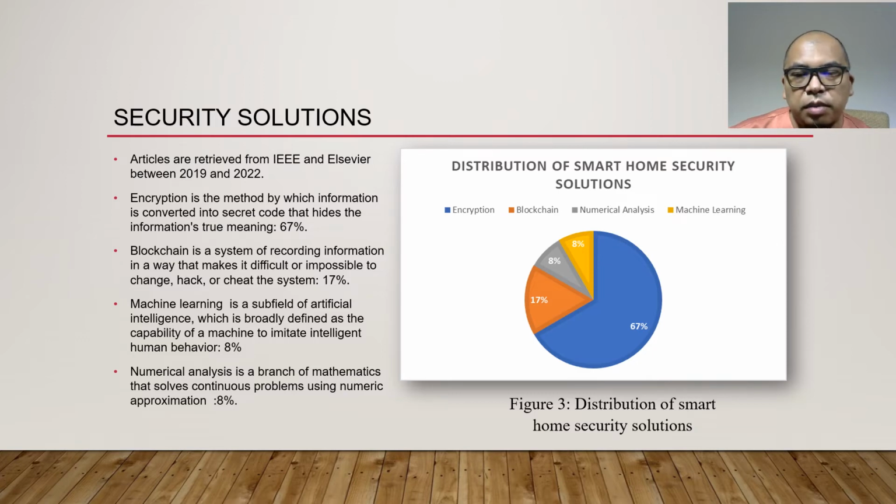So what is a blockchain? Blockchain is a system of recording information in a way that makes it difficult or impossible to change, hack, or cheat the system. Then we have machine learning, which accounted for 8% of the distribution. So what is machine learning? Machine learning is a subfield of artificial intelligence, which is broadly defined as the capability of a machine to imitate intelligent human behavior. Lastly, we have numerical analysis, a branch of mathematics that solves continuous problems using numeric approximation, which accounted for 8% of the distribution.